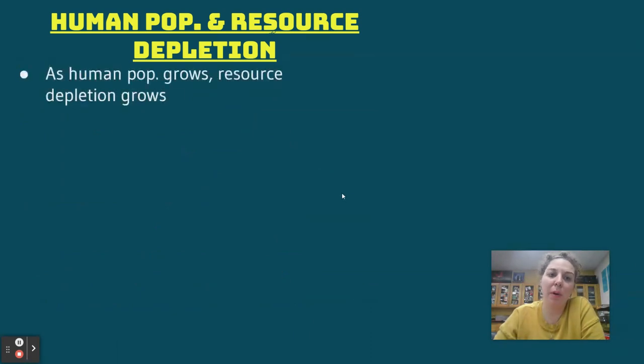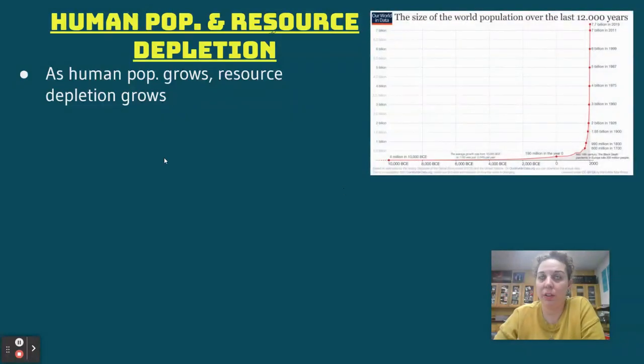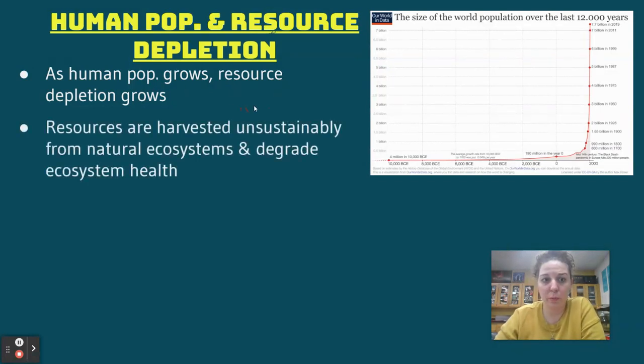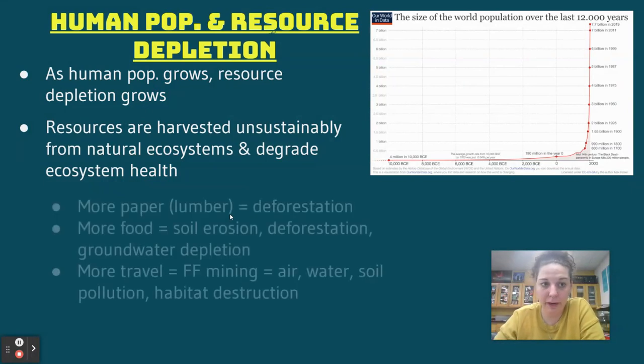So as the human population is growing, resource depletion grows. That really should make sense, guys. When we look at the graph, this is one of the extreme examples of exponential growth. You can see human population is just skyrocketing. And the more people there are, the more resources we need to support those people. So when we have resources that are harvested unsustainably from a natural ecosystem, that's going to degrade ecosystem health. So organisms aren't going to continue to live there.